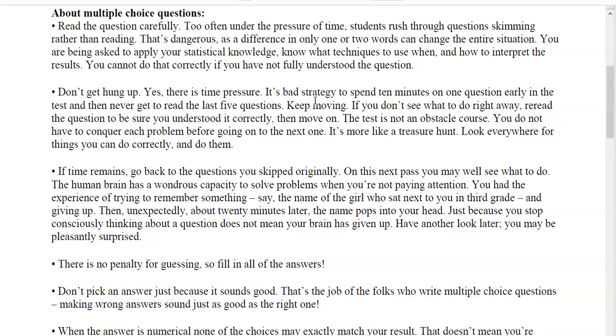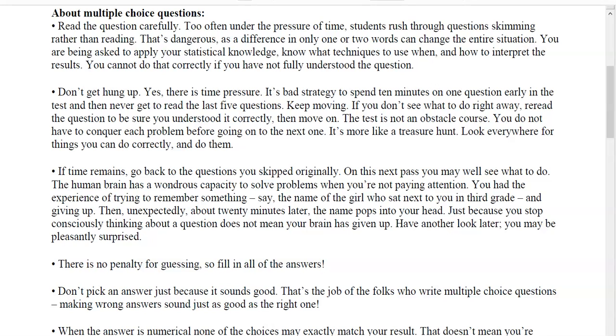Also, sometimes if you skip something, you've read the question, you skip it, you come back to it, your brain is working on that question. When you come back to it, you will have read something in a later part of the test, or your subconscious mind will be at work, and you'll be able to answer it when you come back. So don't get stuck staring at a problem for 10 minutes that you don't know how to answer. That's a waste of time.